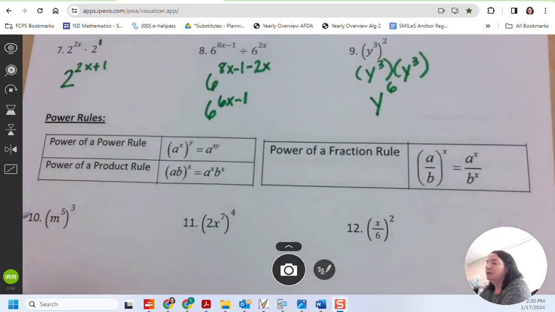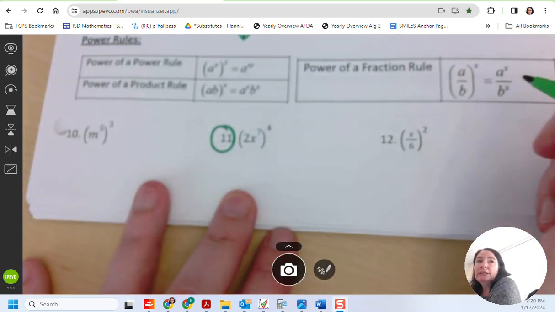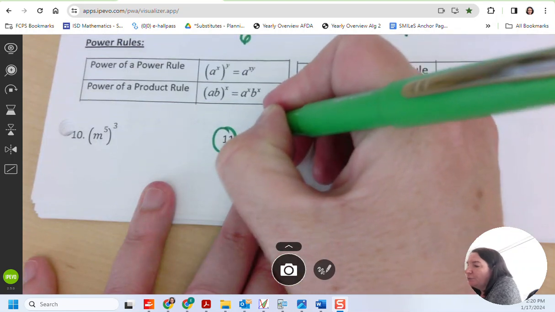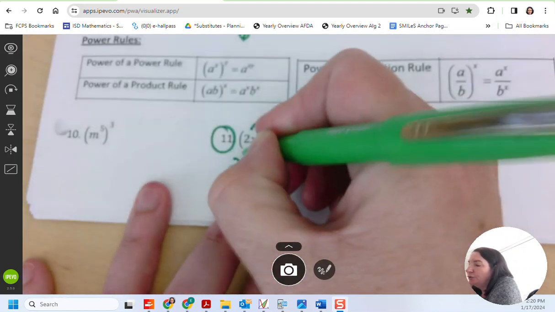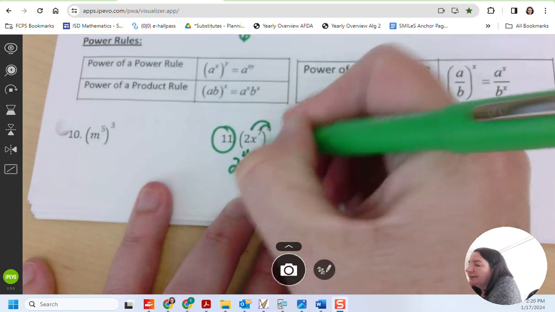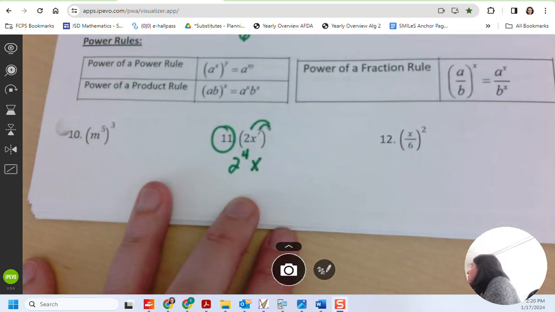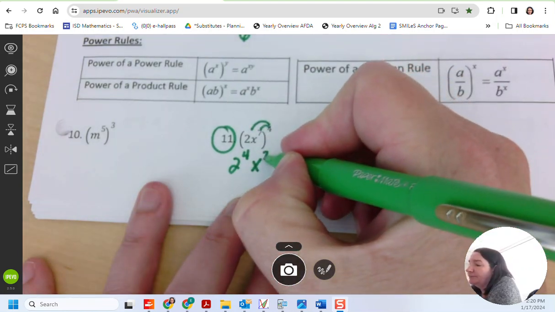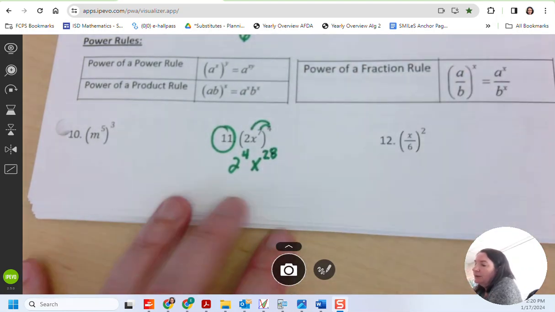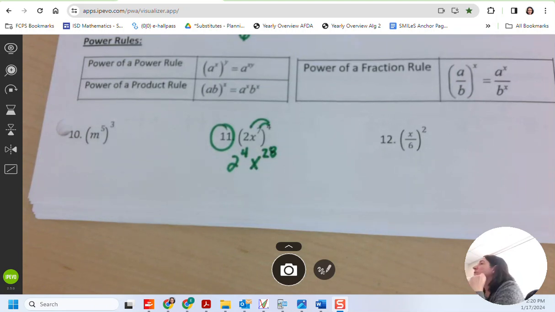So for example, let's do number 11. In number 11, I can put the 4 on each of these. So I'll have 2 to the 4, x, and now it's a power to a power, so I'm going to multiply 7 times 4, and I'm going to get x to the 28. And if they were both variables, I would just stop there, but because it's 2 to the 4 and that's a number answer, I can figure that out. Think for a moment what 2 to the 4 is, and then check with your neighbor and see if they agree. Here's a hint, it's not 8.